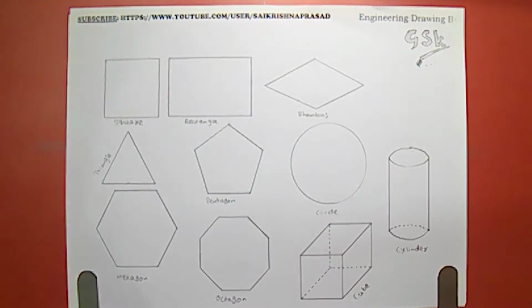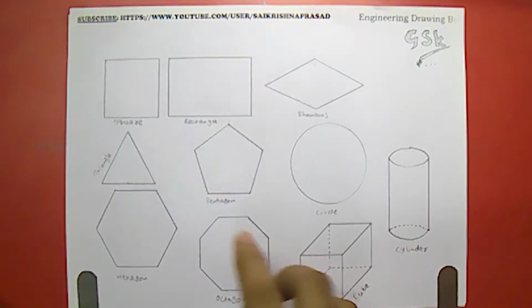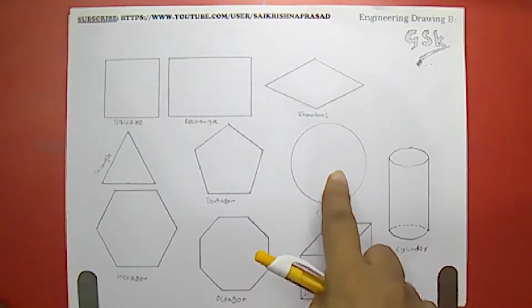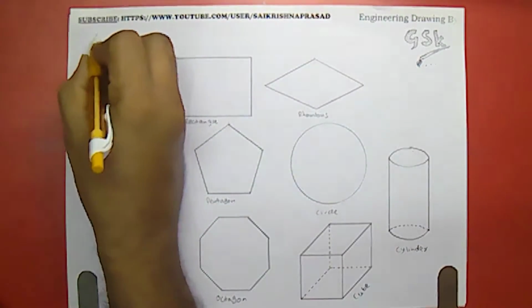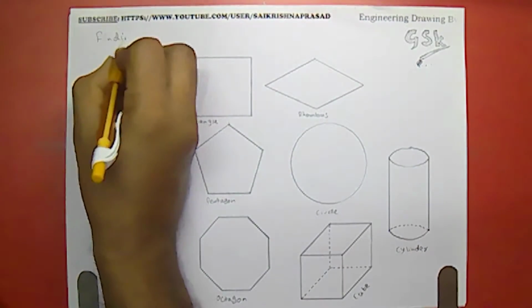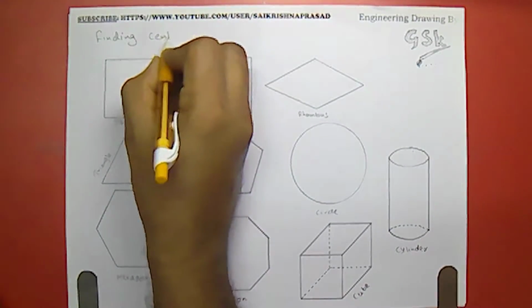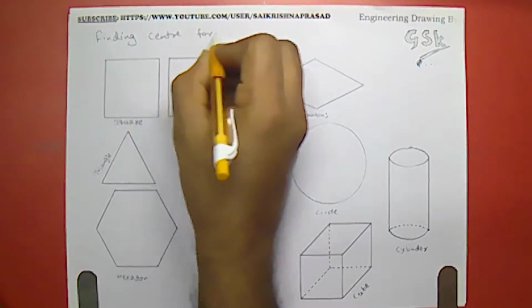Hello students, welcome back. In this session we are going to discuss how to find the center of any of the objects. These are some of the regular polygons and circles, and these are the 3D objects. For these 3D objects also we can find the center of the object. So in today's session we are going to find the center, finding the center for objects.